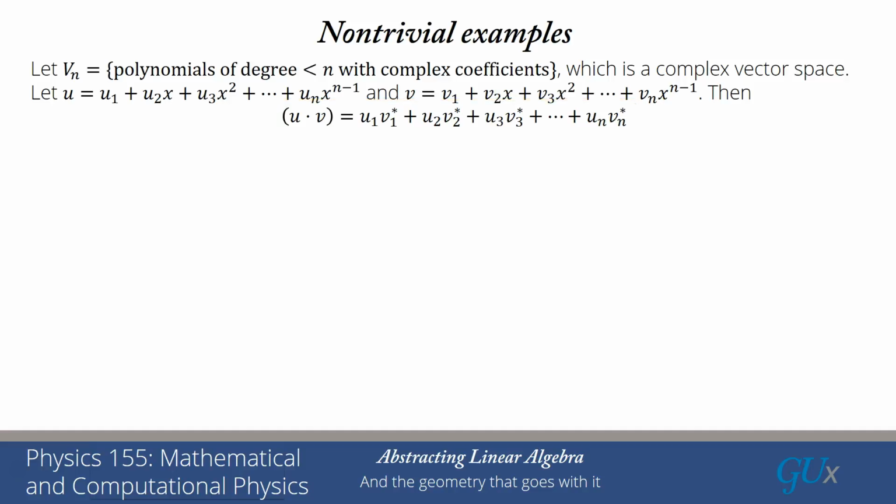And if you remember back to what we did when we looked at the scalar product for a complex vector space of complex n-tuples, we use the exact same scalar product, and there's an exact identity between these two. We actually say that this vector space is isomorphic to the set of n-tuples of complex numbers. And here we're using basis vectors 1, x, x squared, all the way out to x to the n minus 1. Okay, good. That was a simple example.